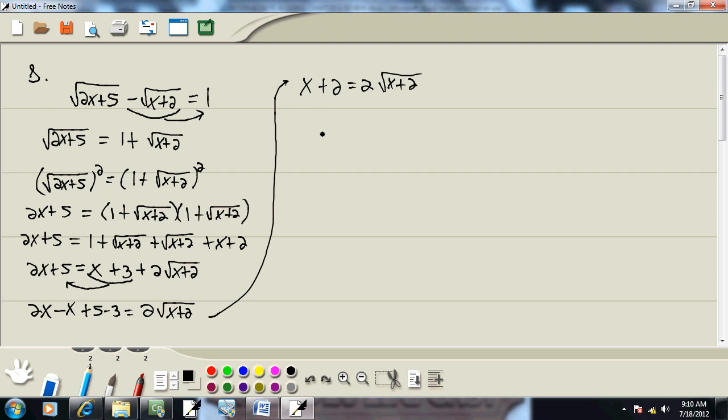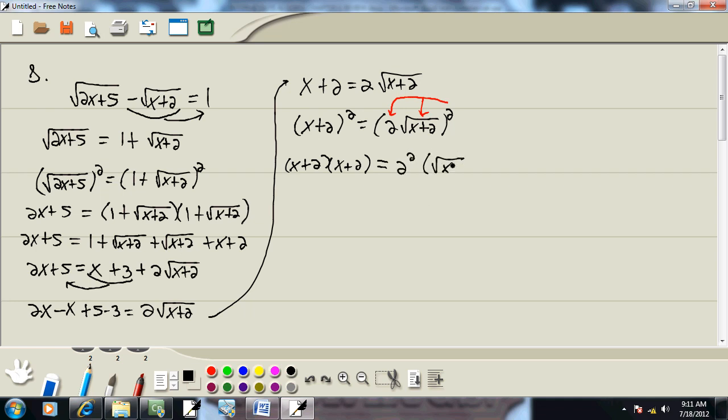So we'll go to step 2. Raise both sides to a power equal to your index. This is square root, so we'll square both sides. Now since the left side has a plus in there, all we can do is rewrite this as x plus 2 times x plus 2. Over on the right side, though, if everything's multiplication or division inside of a parentheses and you're raising it to a power, you can take everything to that power. So we'll take 2 to the second power and the square root of x plus 2 to the second power.